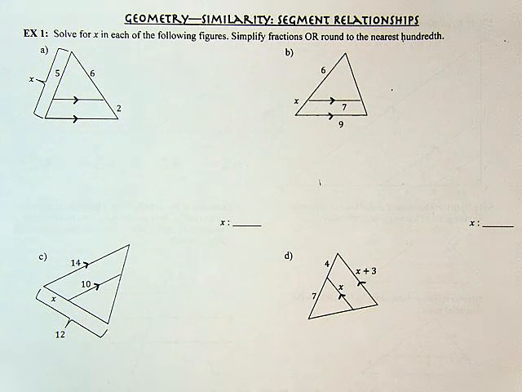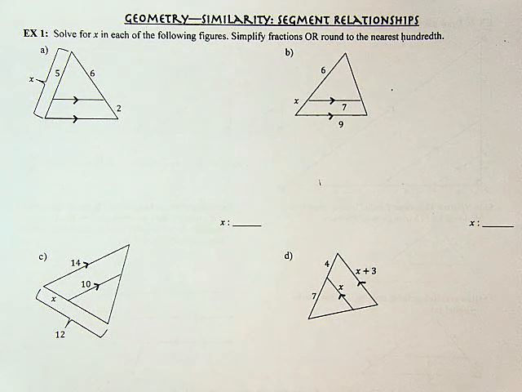All right, you guys, today we're looking more in depth at similarity, and we're looking at segment relationships. So in example 1 on this page, I'm saying solve for x in each of the following figures. Simplify fractions or round to the nearest hundredth, so 2 decimal spots.